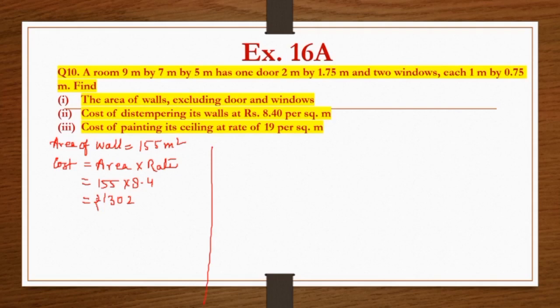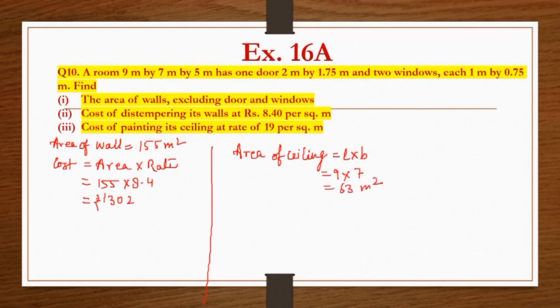Now next part, it is asking for the cost of painting the ceiling at a rate of 19 per square meter. So if I talk about the ceiling, area of ceiling is equal to the area of rectangle. The reason is ceiling is like a rectangle, rectangular shape. So the formula of area of ceiling is L multiplied by B. L we have 9, B we have 7. So 9 sevens are 63 meter square.